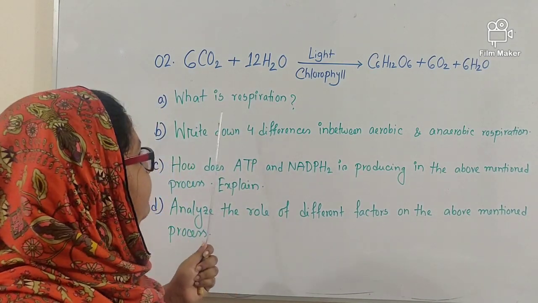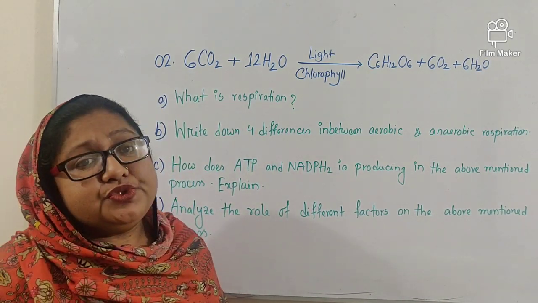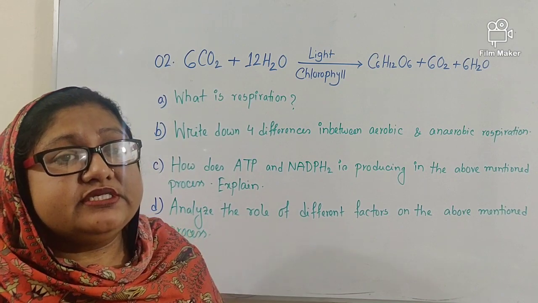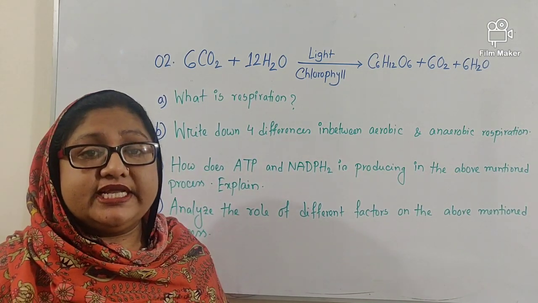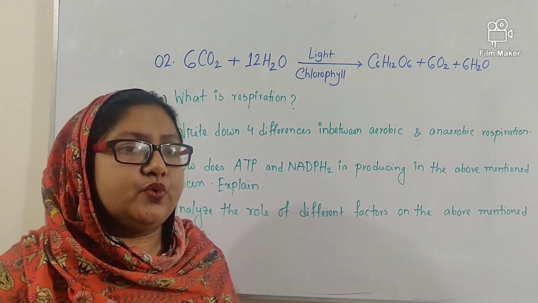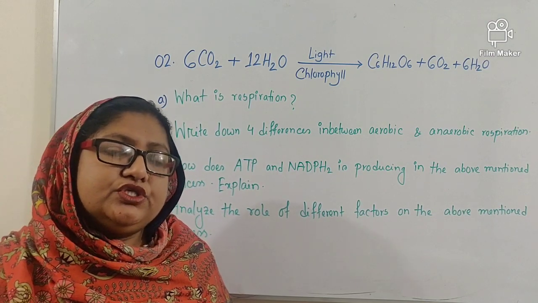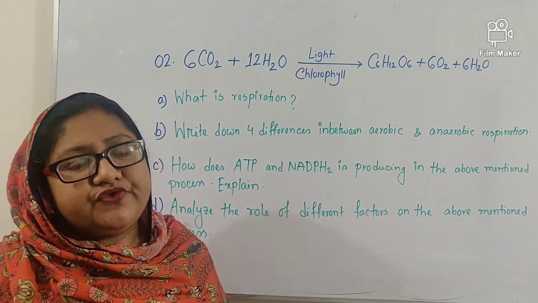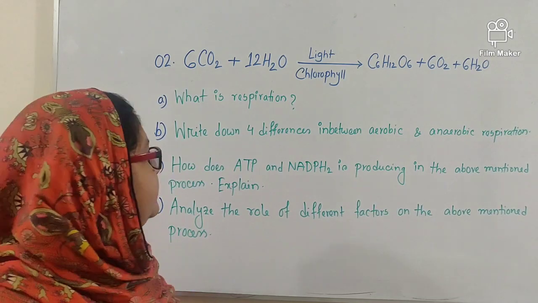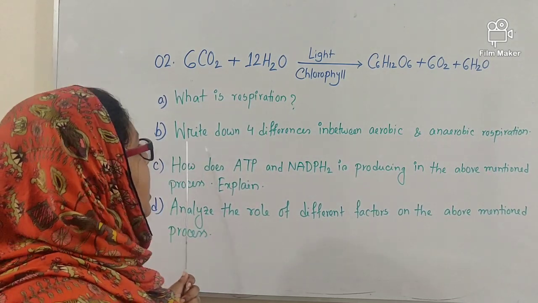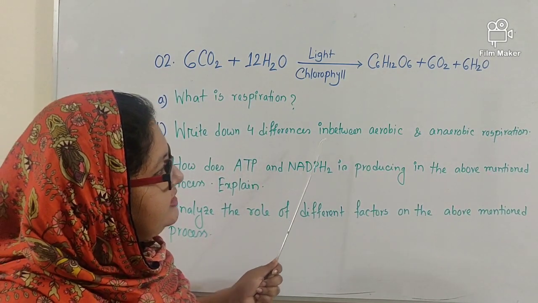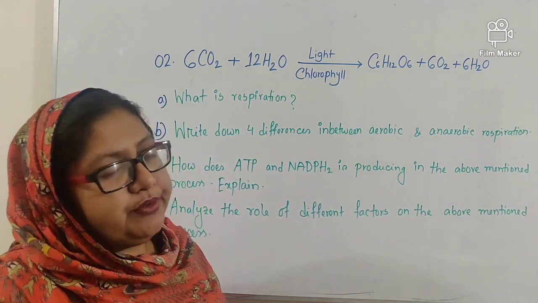Okay. So the definition is: the biochemical process through which carbohydrate types of food materials are oxidized with the help of oxygen and in presence of different enzymes and coenzymes and produce carbon dioxide and a large amount of energy is known as respiration. Now, question number D. Write down 4 differences in between aerobic and anaerobic respiration.